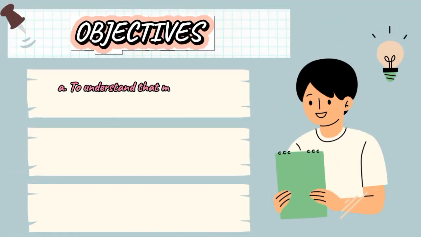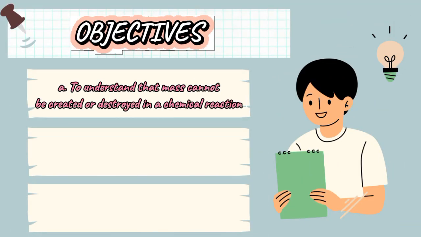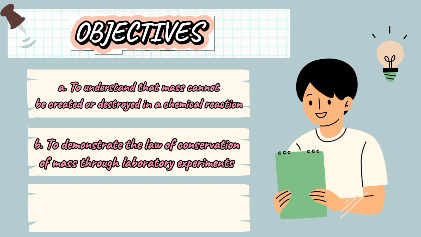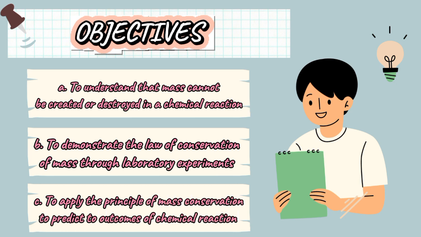Objectives: A. To understand that mass cannot be created or destroyed in a chemical reaction. B. To demonstrate the law of conservation of mass through laboratory experiments. C. To apply the principle of mass conservation to predict the outcomes of chemical reactions.